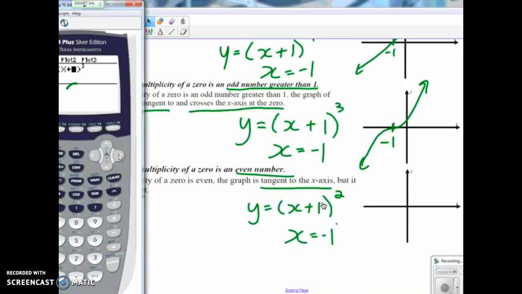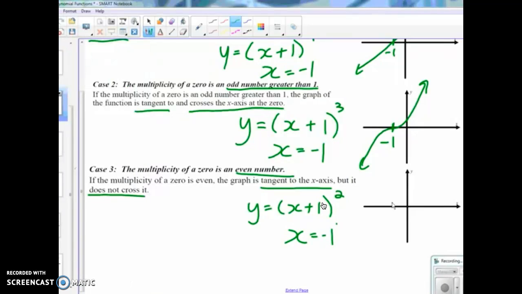We still are using x plus 1 as our factor, but our exponent, our multiplicity in this case, is going to be a little different. It's going to be even, and we have chosen 2 as our multiplicity. So if we graph it, we have a quadratic graph, which is also known as a parabola. And that parabola, look what happens at its x-intercept, or its 0. At that point, it's tangent to the x-axis, but it does not cross it.